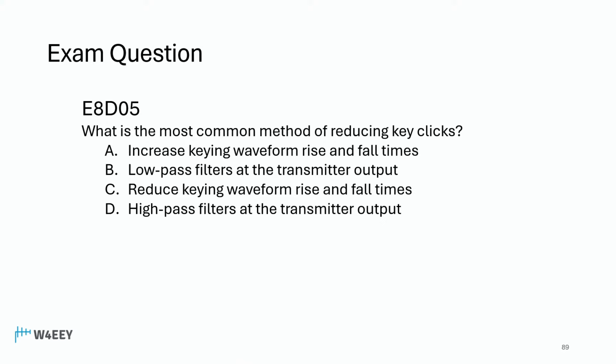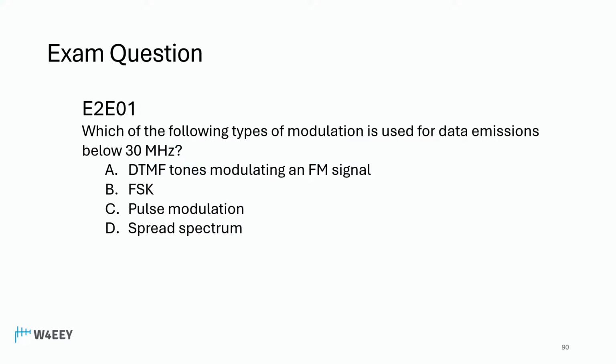Charlie. That's the one I warned you about. Think about it a little. Not reducing. Alpha. It is alpha. We need to increase the keying waveform rise and fall time. Yeah, that one you're going to want to jump to C, but it's A. And then if you think about it, it'll make sense. So don't let that one get you.